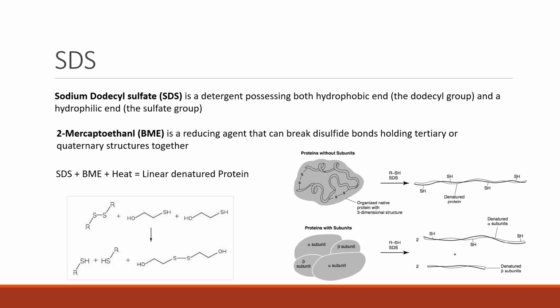So if we introduce a little SDS and some BME plus some heat, we can get a linear denaturing of the actual protein.